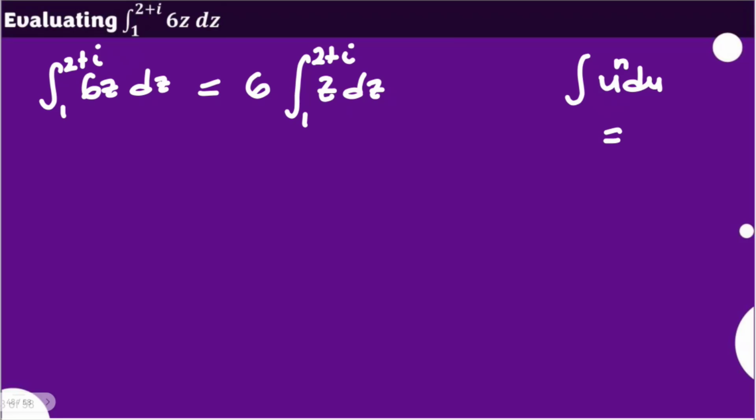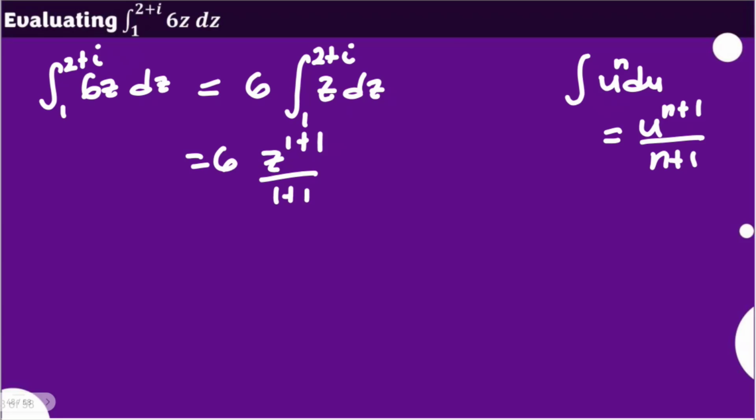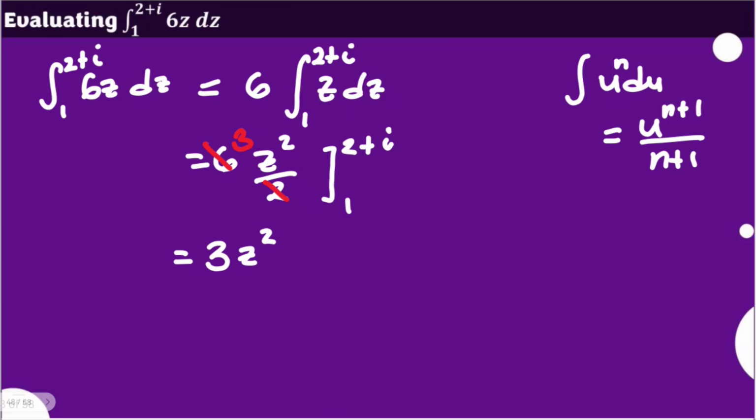So this is equivalent to u to the n plus 1 over n plus 1. So we have 6 times z to the 1 plus 1 over 1 plus 1, or basically z squared over 2, but you are to evaluate that from 1 to 2 plus i. This could be simplified to 3. So you will have the form 3z squared, again evaluated from 1 to 2 plus i.